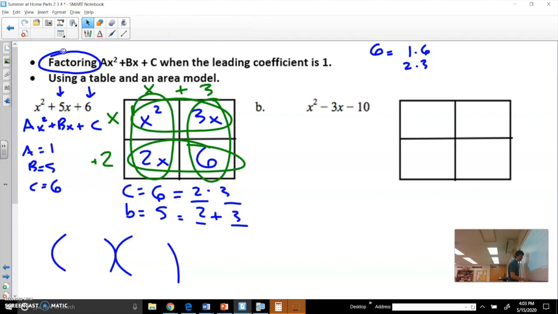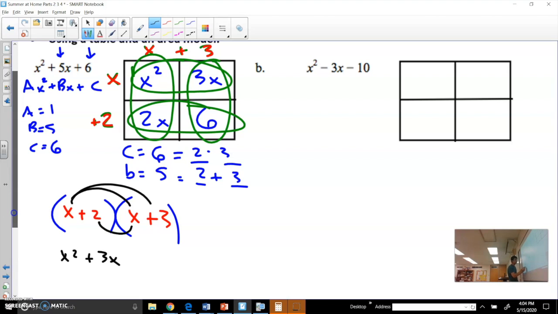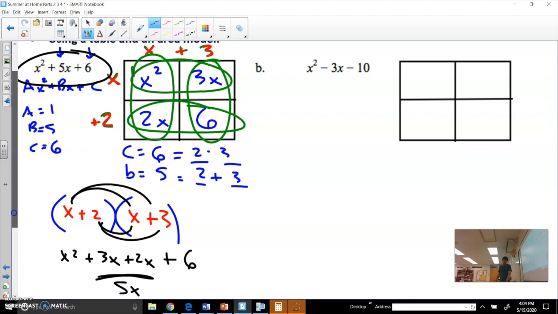So now we have our answers on the outside of the box. We have x plus 2, that was one of our answers, and the other one we had was x plus 3. We can check to make sure that this multiplies together correctly to be what we started with before we move on. So x times x is x squared, x times 3 is 3x, 2 times x is 2x, and 2 times 3 is 6. And when you go to combine like terms, you do in fact get 5x, just like we started with.